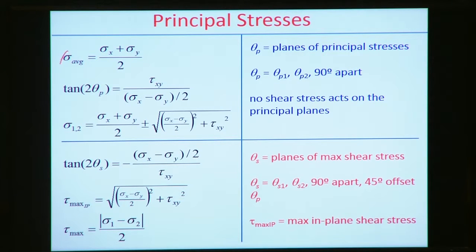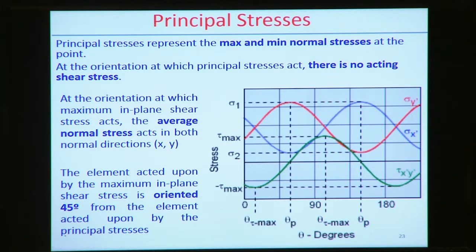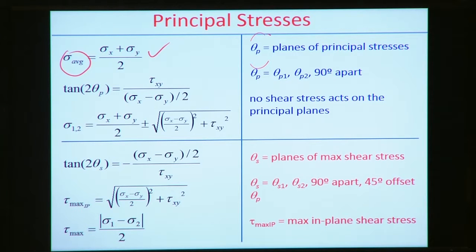So first is the sigma average value. Sigma average we can simply define as sigma x plus sigma y divided by 2. Now tan 2 theta p here. So theta p represents the planes of principal stresses. There are two planes, one is theta p1 and another is theta p2, 90 degrees apart, but no shear stresses act on the principal planes.